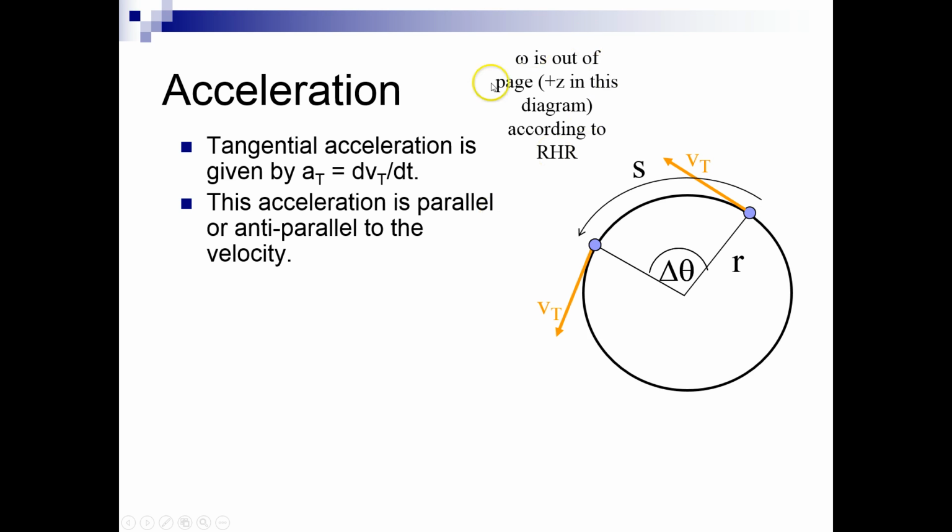Once again, just remember that the angular speed here is out of the page. That's positive z if we said that the z-axis was coming towards us here. To the right would be x, up and down would be y. So coming into and out of the page is the other.